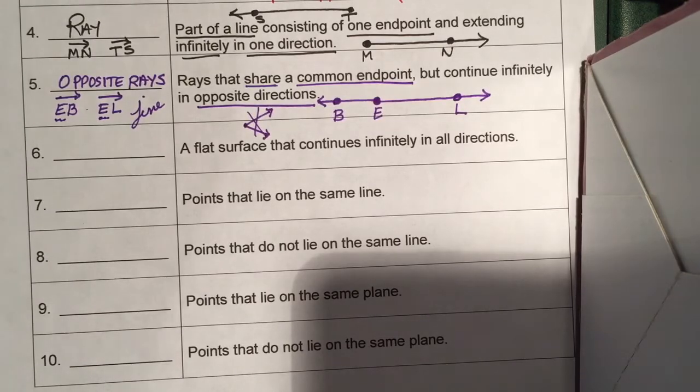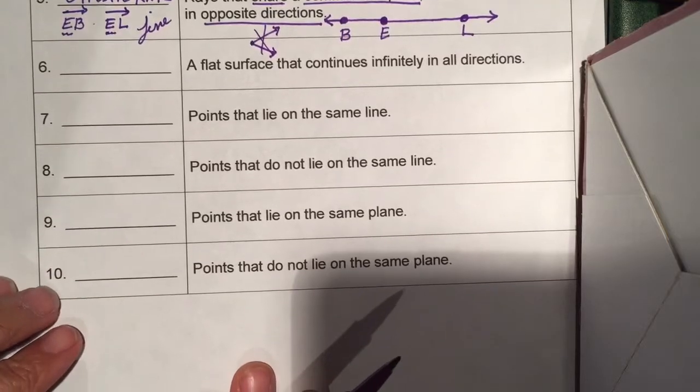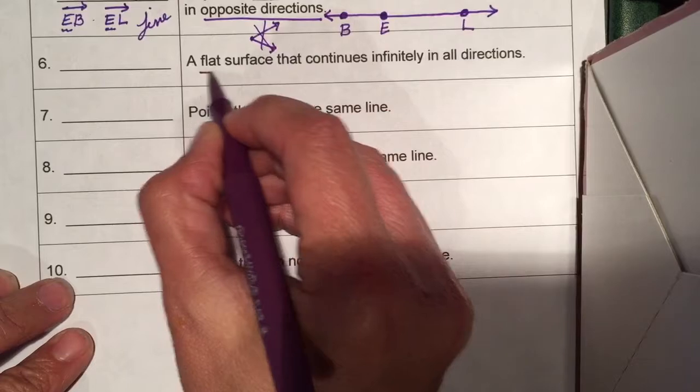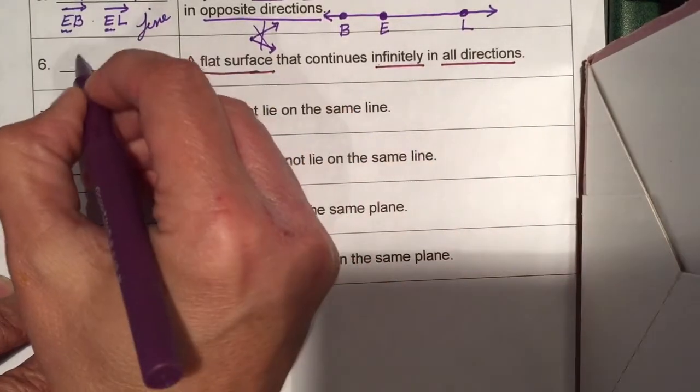Okay, so let's look at the next example. A flat surface that continues infinitely in all directions. A flat surface, it's flat and it's infinite, all directions, and that is a plane.